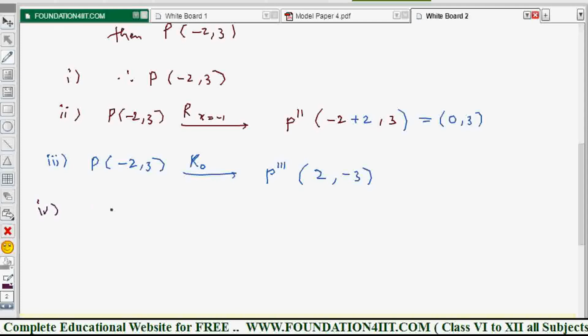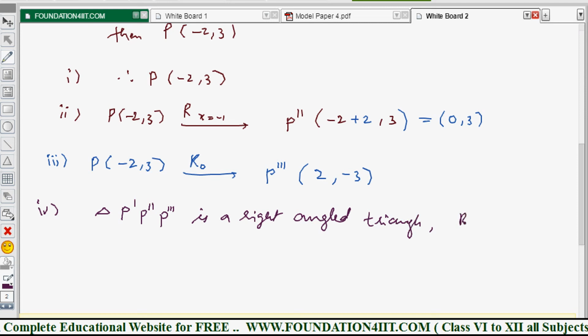According to the given data from the graph, P dash, P double dash, P triple dash is a right angle triangle, and that is a right angle at P dash. So right angle at P dash. Then we can find out the area.